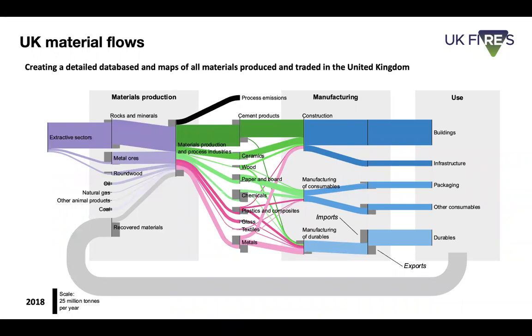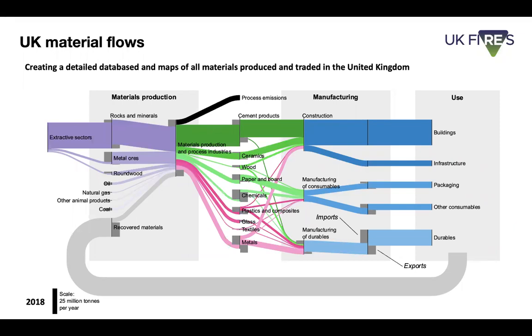As part of the UK FIRES project, where I'm a co-I, that's based in Cambridge, Julian Allwood leads that. We are currently mapping all the materials in the UK. So that's the trade flows, imports, exports, and the production flows, with detailed maps of how the materials flow through the production and manufacturing sector to use. So this is an overview. It's early work, so the diagrams aren't as pretty, but this is an overview of all the materials being used, and buildings obviously are using a lot of materials.